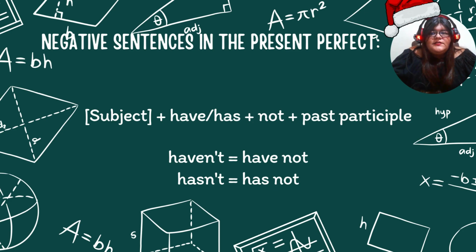So now let's see the negative sentences in the present perfect. We have the subject plus the auxiliary verb have and has plus not to deny something, right? Plus the past participle of the verb plus the complement, and keep in mind that you can say, to deny something, in negative, have not or has not, or you can contract them and say haven't is equal to have not, or hasn't that is equal to has not.